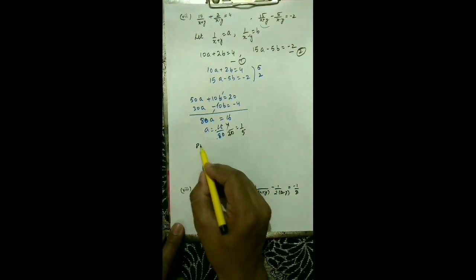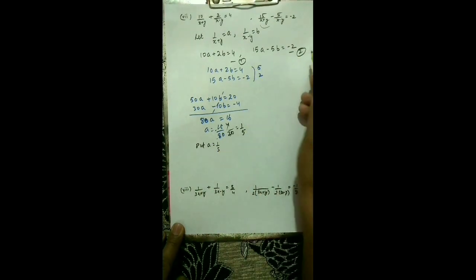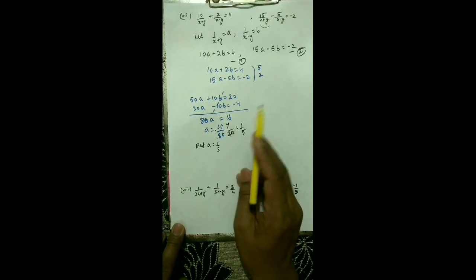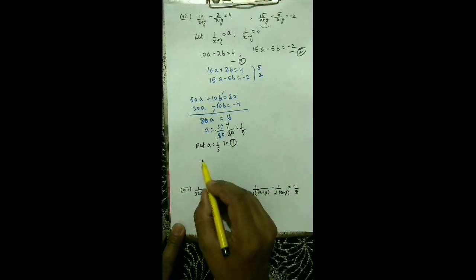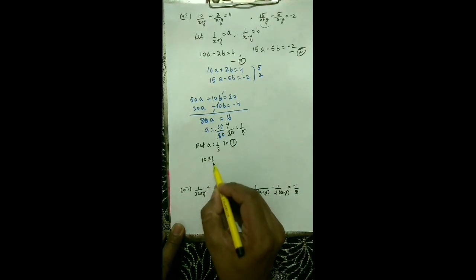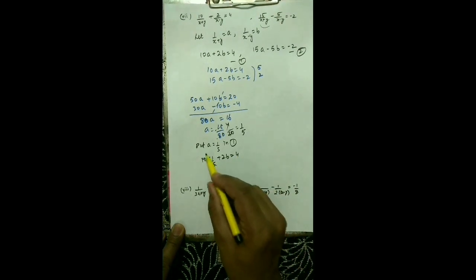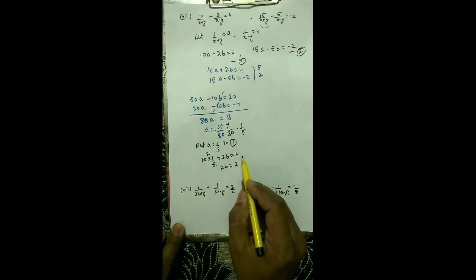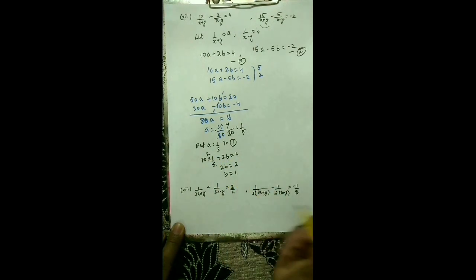Now put a equal to 1 by 5 in any equation, 1 or 2. You can decide which one is better to put. You can see both are fine, so I'm now putting in 1. So you get 10 into 1 by 5 plus 2b equal to 4. So this is 2. So from here 2b equal to, 2 that side, this will go this side, so 4 minus 2 is 2. So b is going to be 1.